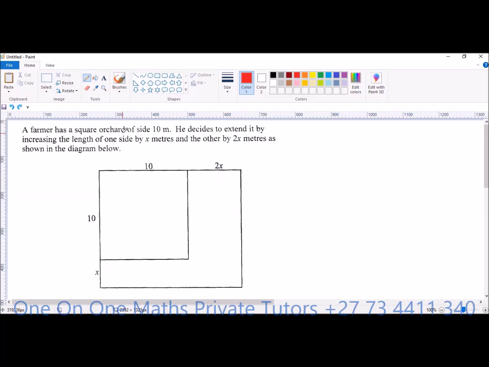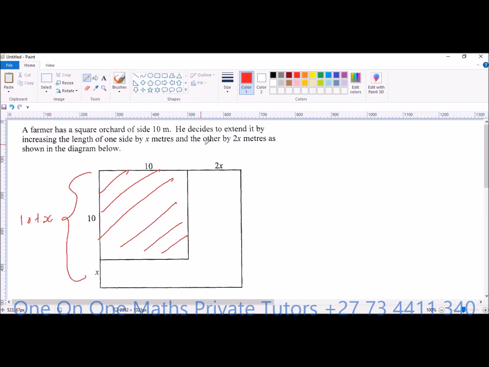A farmer has a square orchard of side 10 centimeters. Okay, square. This is the square we are talking about in red. 10. This is the orchard. He decides to extend it by increasing the length of one side by x. So this side is increased from 10 to 10 plus x. Okay, so this whole length is 10 plus x.